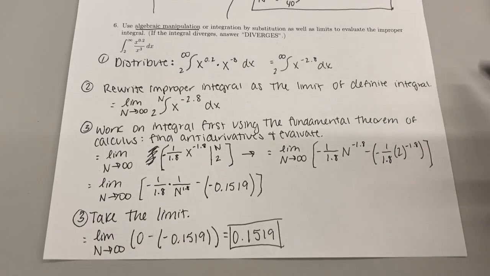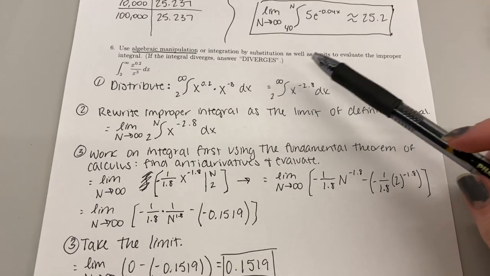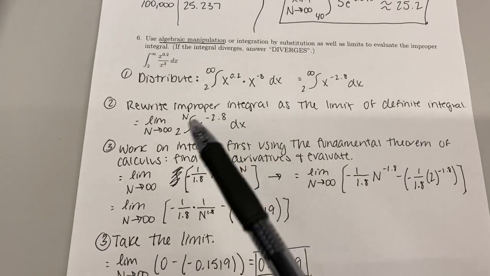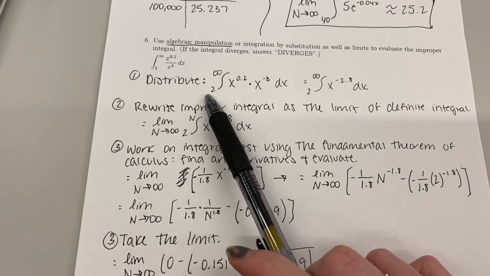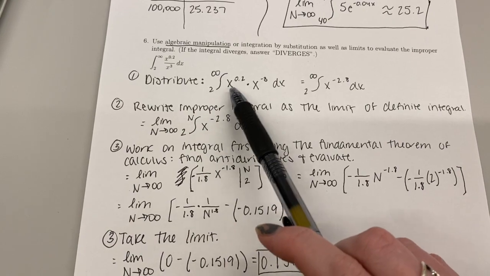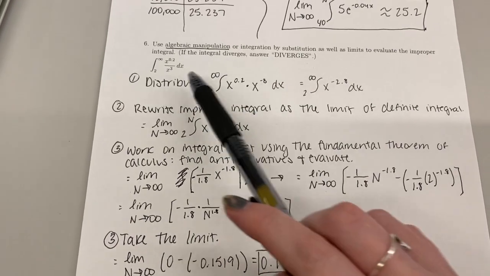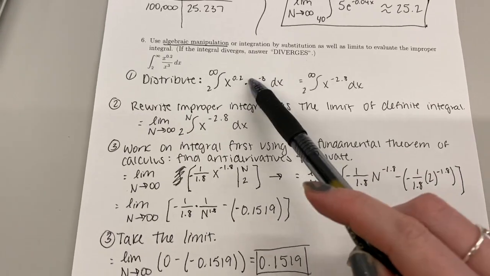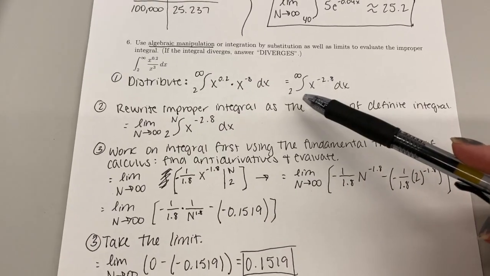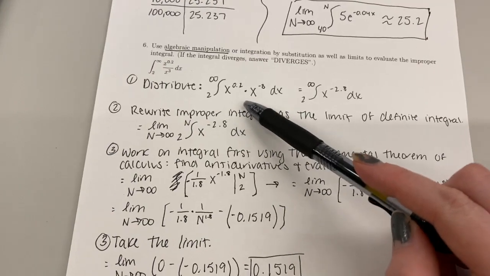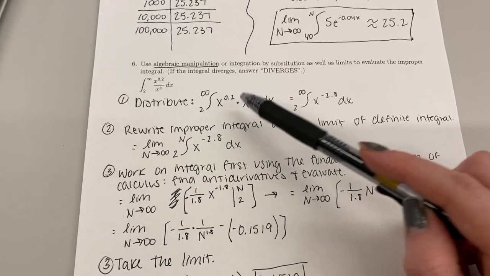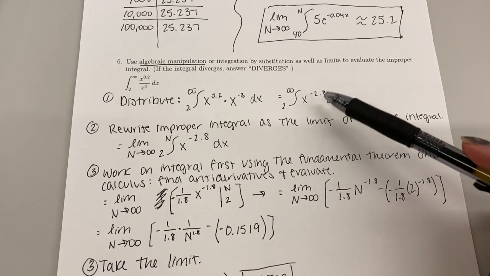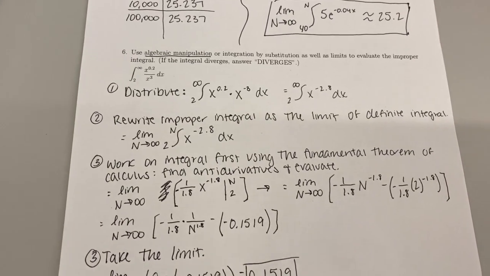Alright, and for number 6, we're going to use algebraic manipulation to evaluate the improper integral. So first of all, I used the distribution, so x to the 0.2 times x to the negative 3, because 1 over x cubed is x to the negative 3. And then when you multiply the exponents, you basically just add them, so that equals x to the negative 2.8.